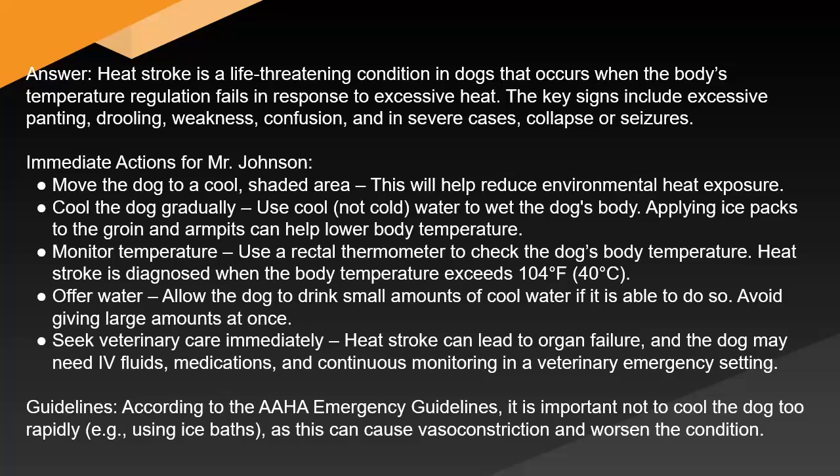Cool the dog gradually. Use cool, not cold, water to wet the dog's body. Applying ice packs to the groin and armpits can help lower body temperature. Monitor temperature. Use a rectal thermometer to check the dog's body temperature. Heat stroke is diagnosed when the body temperature exceeds 140°F. Offer water. Allow the dog to drink small amounts of cool water if it is able to do so. Avoid giving large amounts at once.